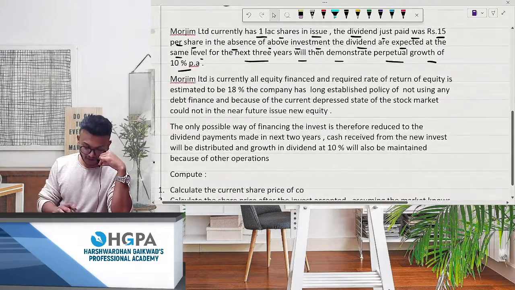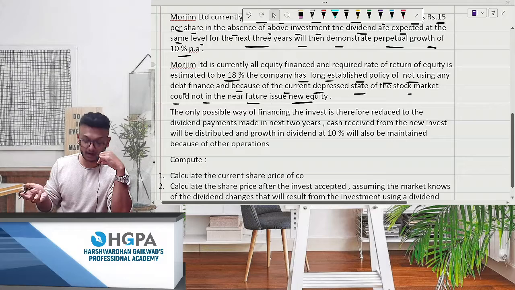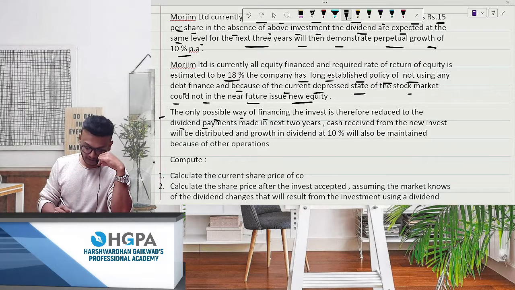Morgim Limited is currently all equity financed and the required rate of return on equity is 18%. It has a long established policy of not using any debt finance. Because of the current depressed state of the stock market, it could not in the near future issue new equity because there is nothing available in the market. The only possible way of financing the investment is therefore reduced dividend payment. Like reduce the dividend payment, so you'll get more cash flow. Cash received from the new investment will be distributed, and growth in dividend of 10% will also be maintained because of other operations.